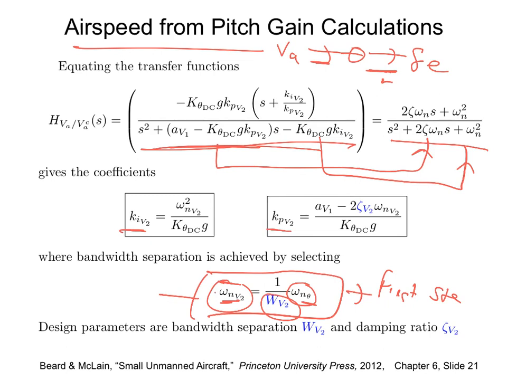So you can choose omega n from here, and zeta we can again choose 0.7, and then that will give you AV1, and these coefficients k theta DC, they are all coming from our transfer function computed there.